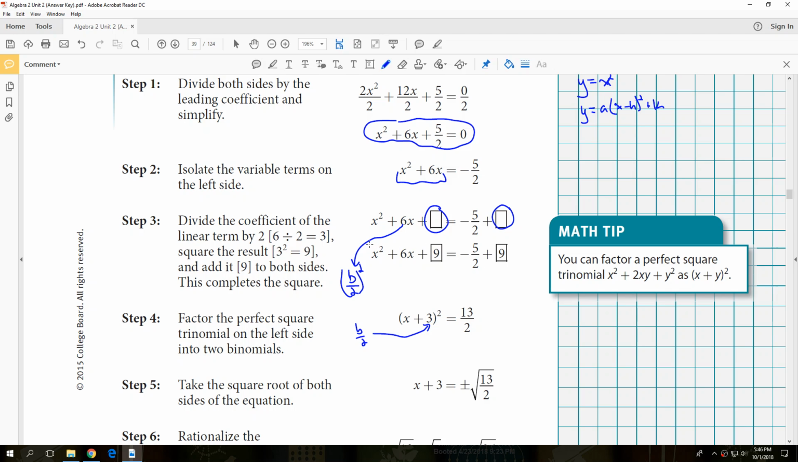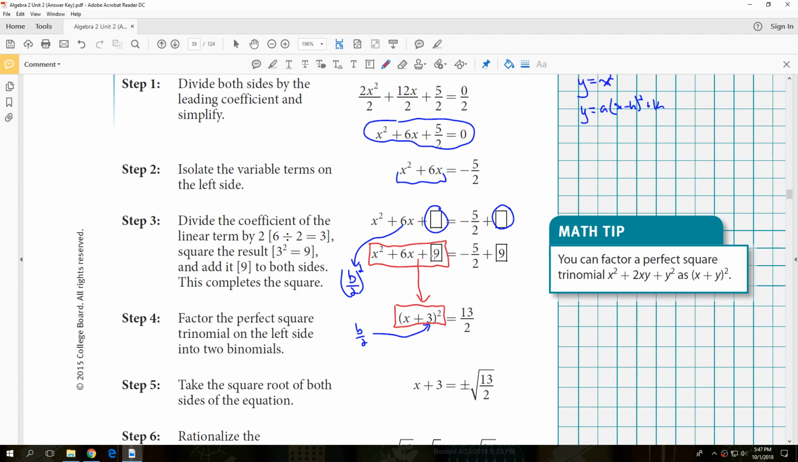Now, this gives us a really nice factorable left-hand side. So how does this factor? Well, this factors as x plus 3 squared. And this number right here is always going to be b divided by 2. And this always works. It's really nice. It's called completing the square, and it creates this square. That's why it's called completing the square, x plus 3 squared. And if you multiply this out, you get back to x squared plus 6x plus 9.